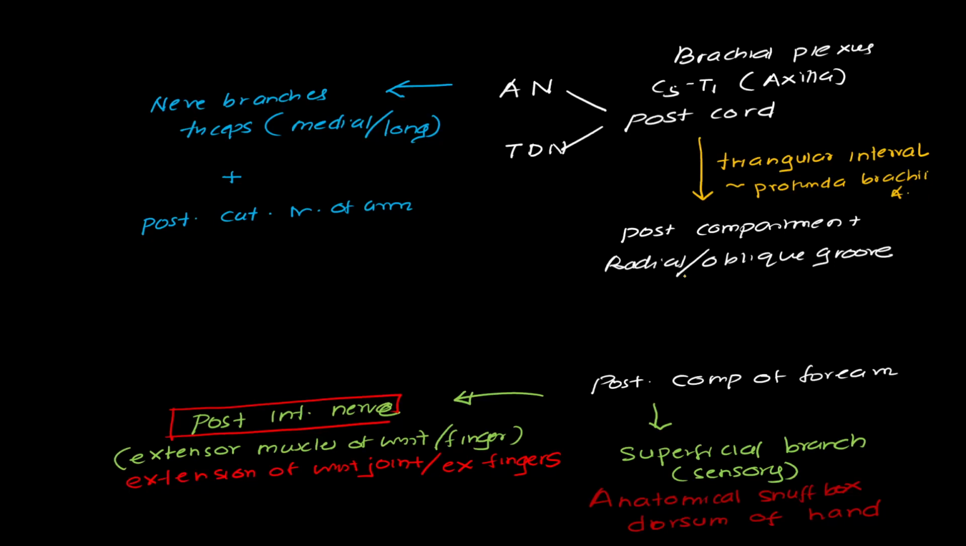A few more things. It passes from the posterior compartment of the arm to the posterior compartment of the forearm. At the forearm, it divides to form the posterior interosseous nerve, which is involved in muscular movements, extension of the wrist and extension of the fingers, and it provides a superficial branch which provides innervation to the dorsum of the hand.